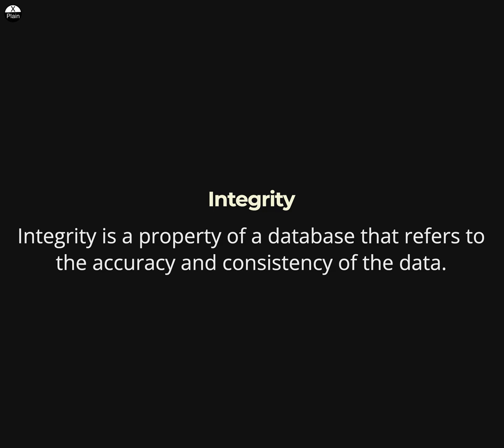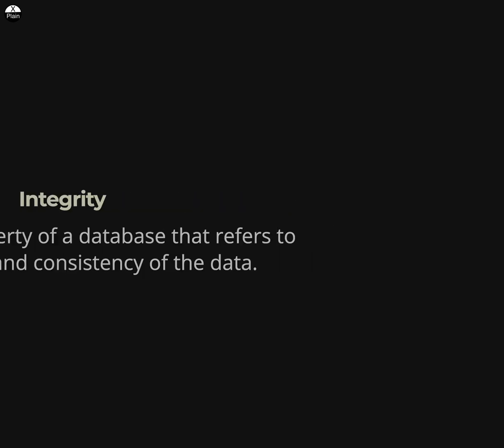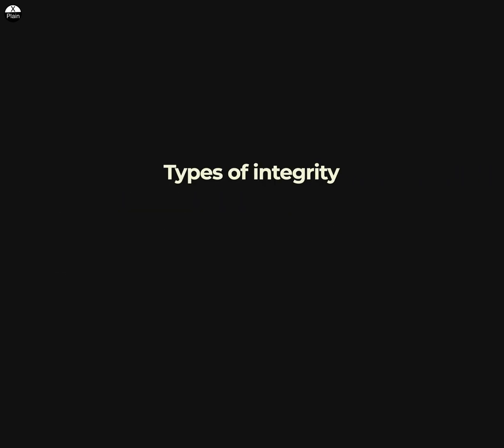Integrity is a property of a database that refers to the accuracy and consistency of the data. In a database, integrity is maintained by enforcing constraints on the data such as data types, uniqueness, and referential integrity. There are several types of integrities that can be enforced in a database, such as entity integrity.